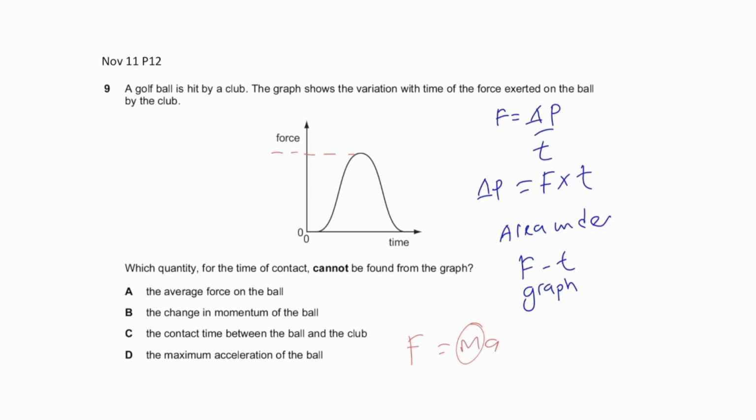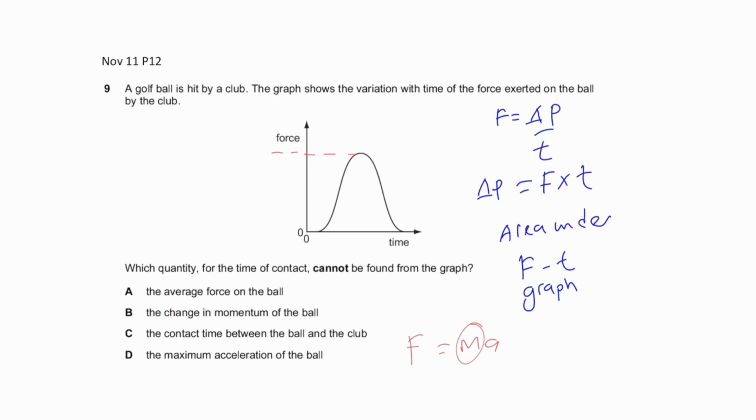But let's go through the others. Why is it the other answers actually can be found? So that means it's not the answer. Now, the average force, in case you're wondering how to find the average force, you take the 0 here, which is the minimum force, plus the maximum force, and then divide by 2, so you can actually find the average force. So that is not a problem.